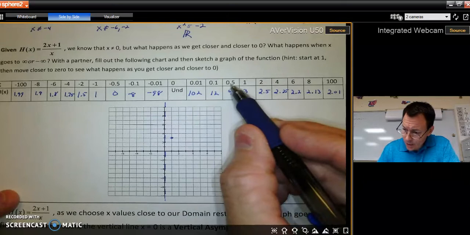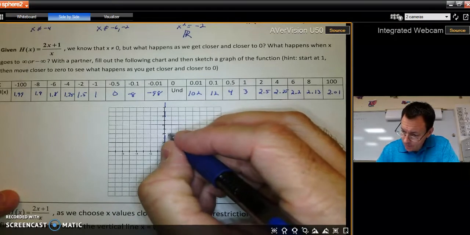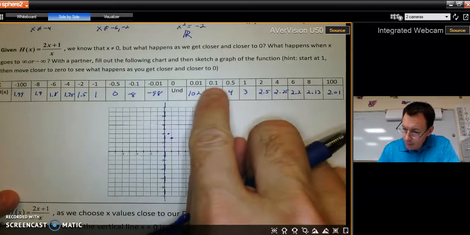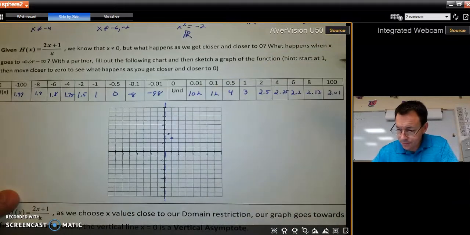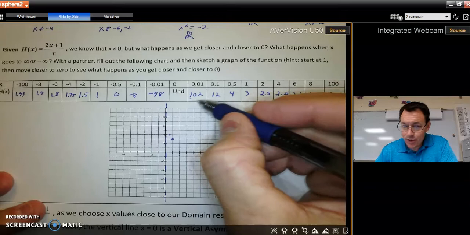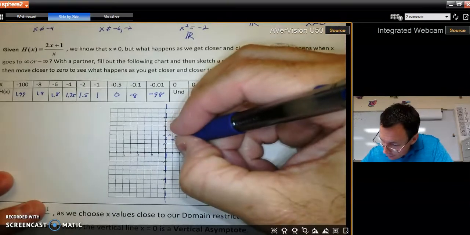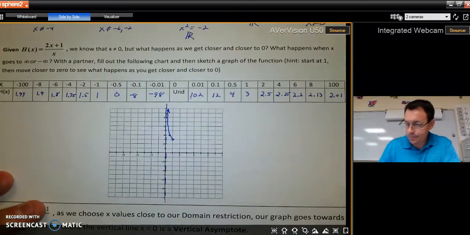So as I go to 0.5, so here's 0.5, I'm up to 4. By 0.1, so I'm going to see how close to 0 I can get. 0.1, I'm up to 12, so I'm already off the chart. And if I get 0.01, super close to 0, I get 102 as an answer. So this graph is just curving and going straight that way.